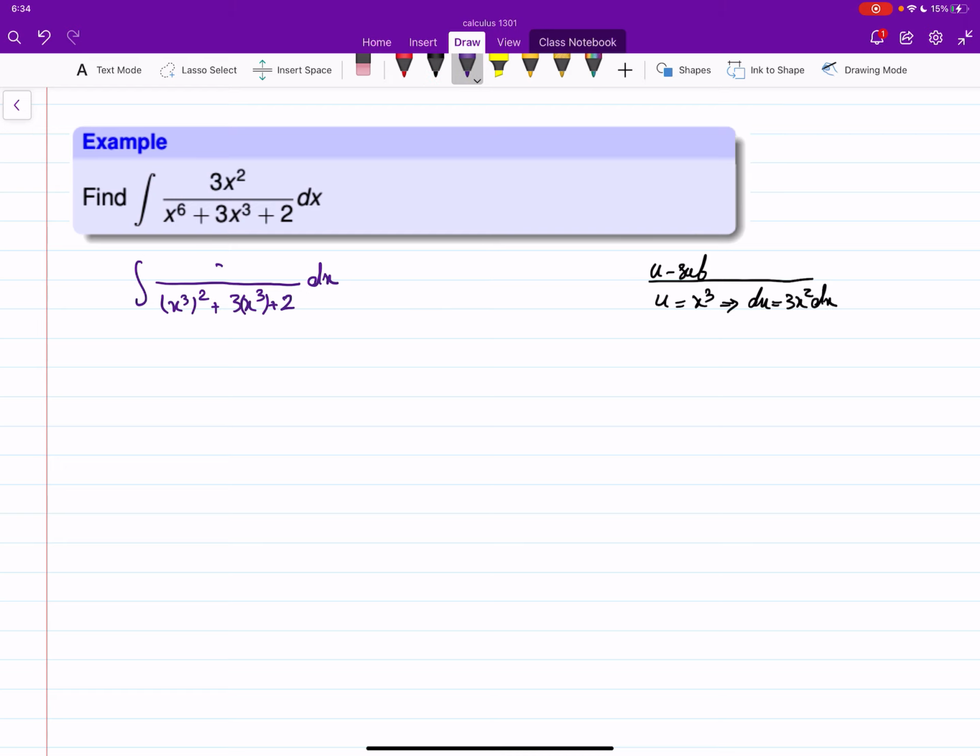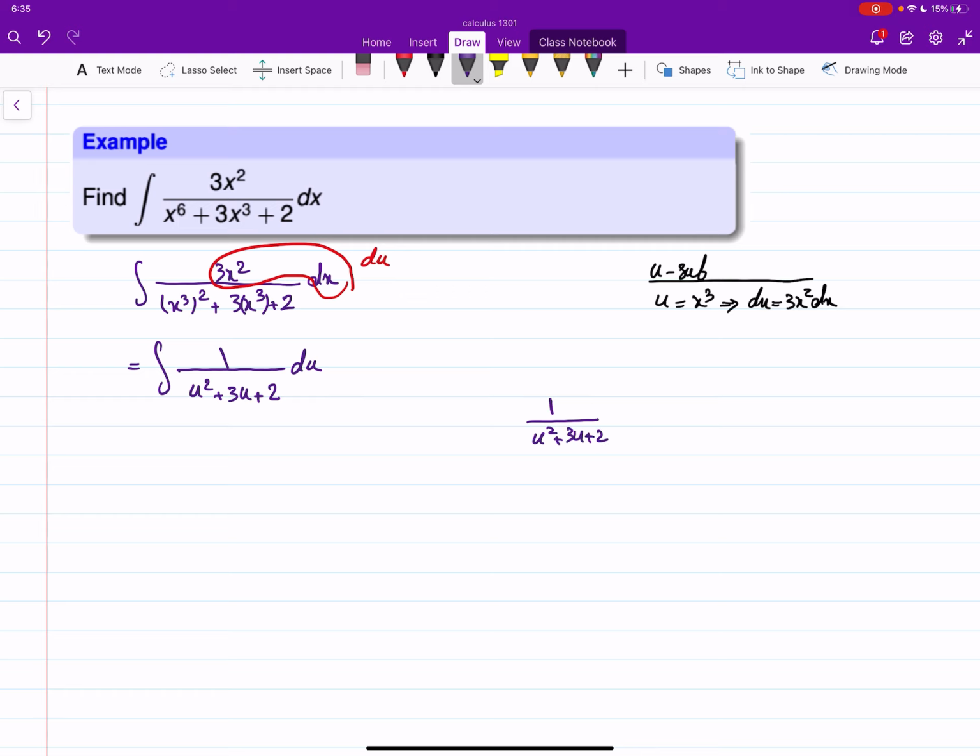So what we have in the numerator together with dx is our du, and I can easily now transfer this integral to a u integral. So this will be u squared plus 3u plus 2, and then this du. Now I have just the rational function. The numerator has degree less than the denominator, so that means that we can do the partial fraction decomposition. So here I will write it in this part.